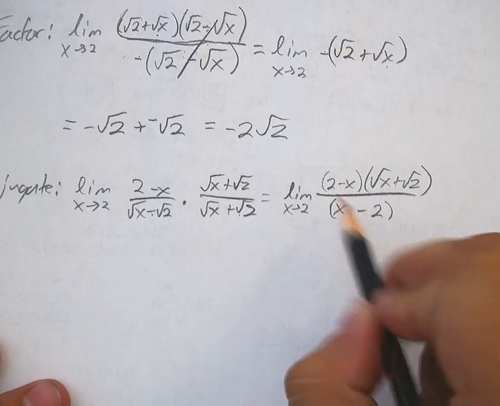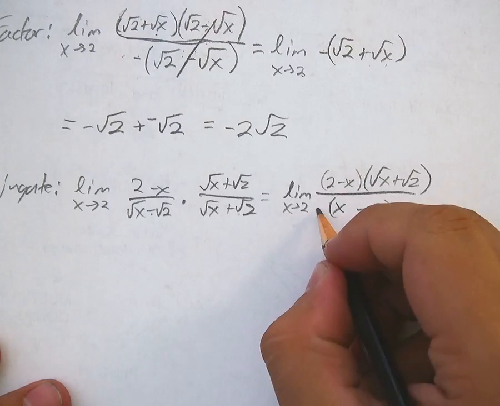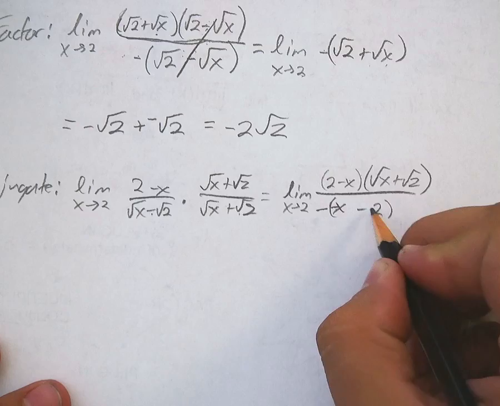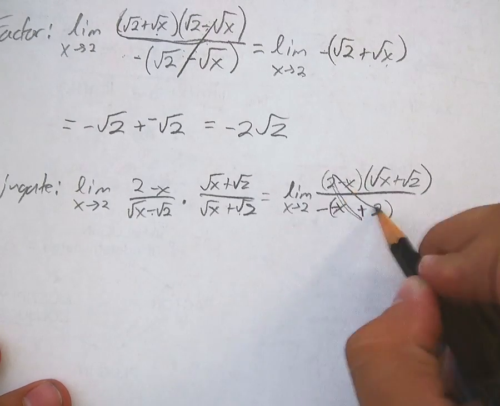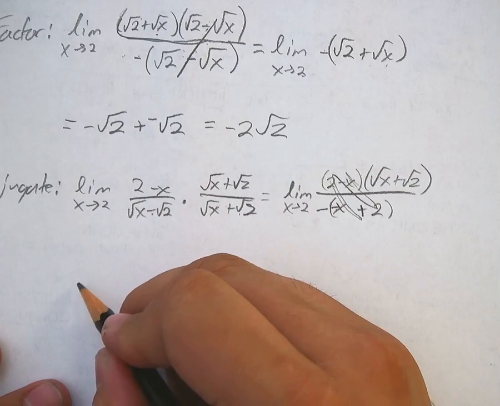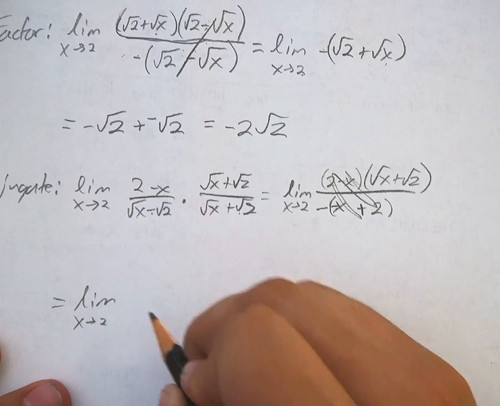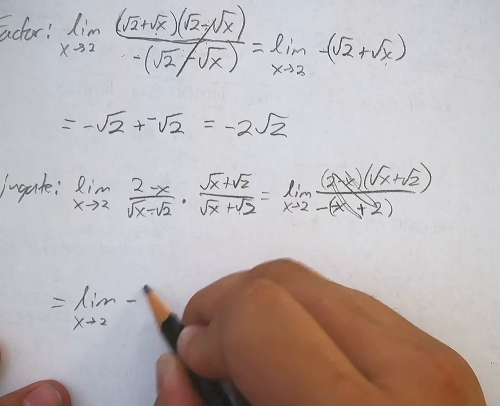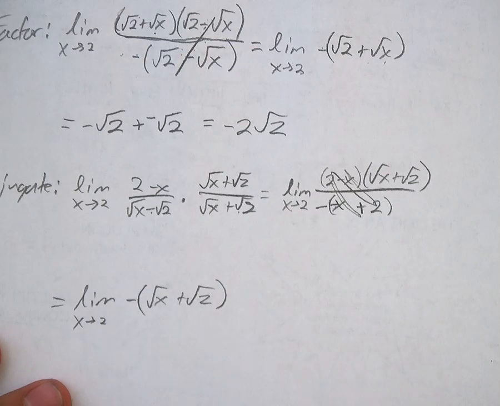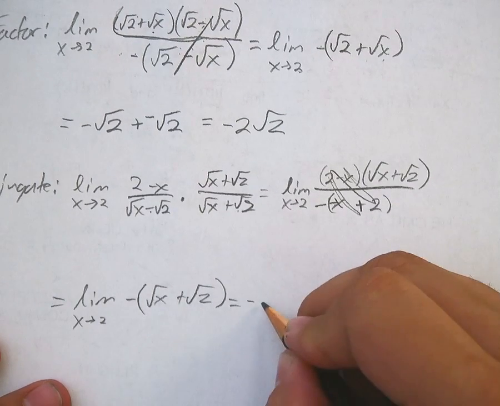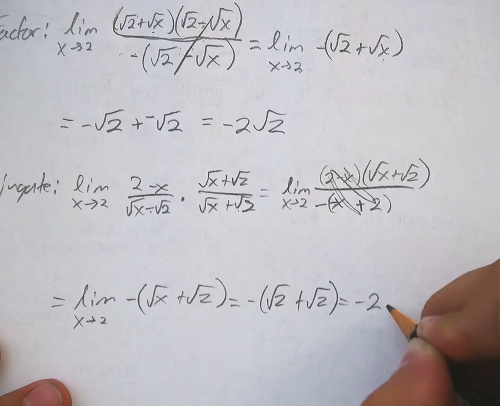Now these are pretty close, right? This is a negative x, this is a positive x. So I'm going to do what I did before, negative here, positive here. Change the sign of everything on the bottom, and now all of a sudden, and what do you know? The limit as x goes to 2 of a negative square root of x plus the square root of 2. Do the exact same thing we just did. Negative square root of 2 plus square root of 2, negative 2 square root of 2.